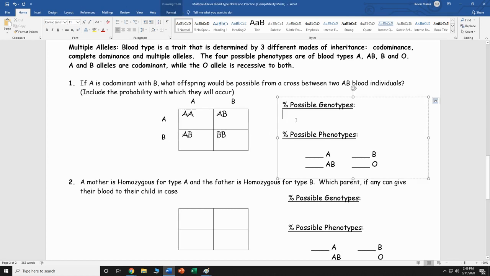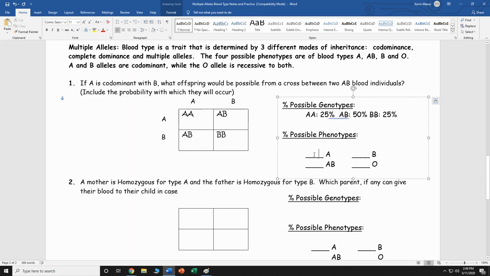All right, so possible genotypes. Remember, genotypes is just a letter. AA is going to be there 25% of the time because it's 1 out of the 4 boxes. AB is going to be there 50% of the time because it's 2 out of the 4 boxes. And BB is going to be there 25% of the time because it is 1 out of the 4 boxes.